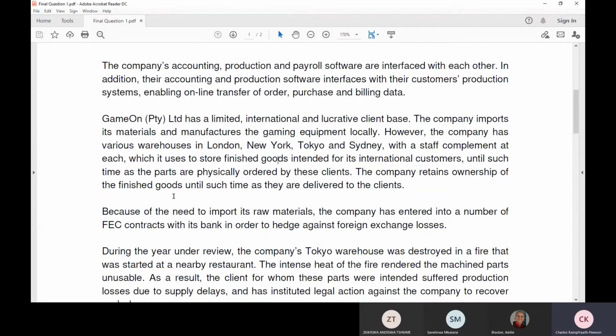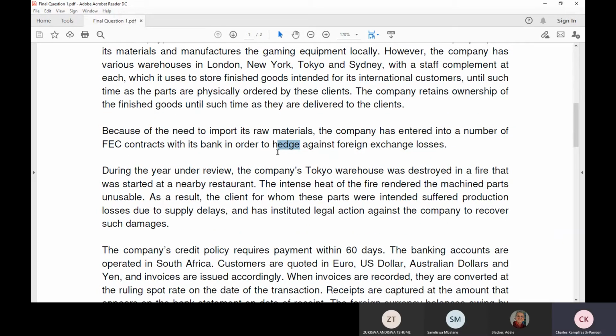Okay, so we did that part. The company retains ownership of the finished goods until such time as they are delivered to the clients. That's very important.